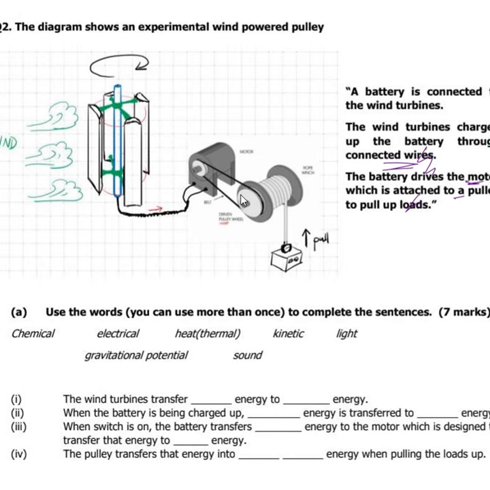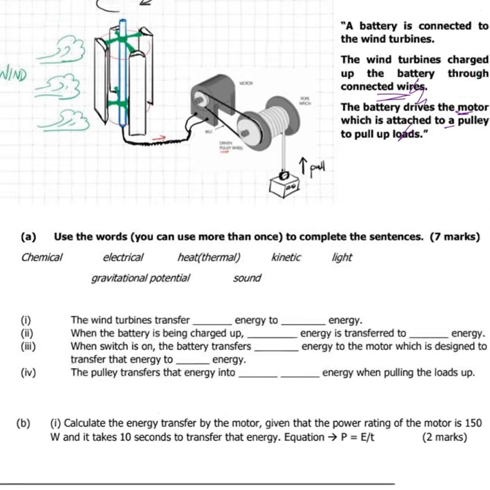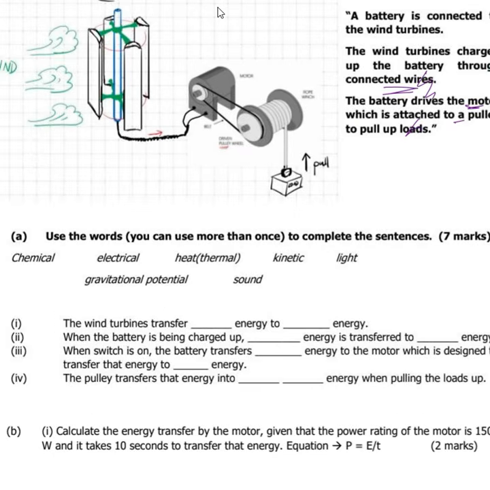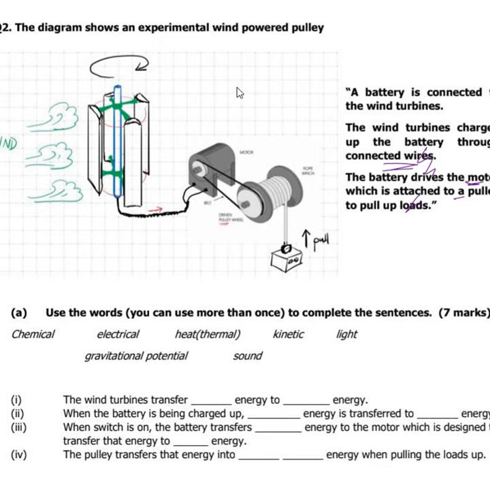Now let's take what we have. So first of all, the wind turbine is transferring what? Energy. So we can see the wind is making this move. So the wind is moving, so it's by default going to be kinetic energy. Okay, transferred to what? What kind of energy does it transfer?